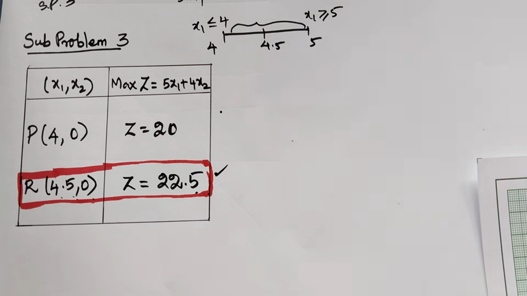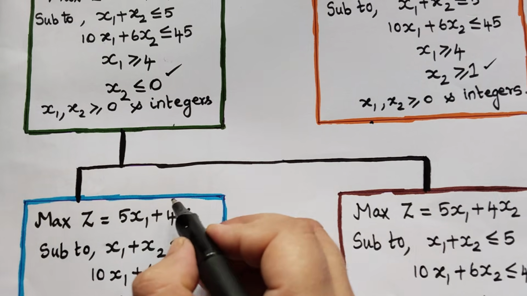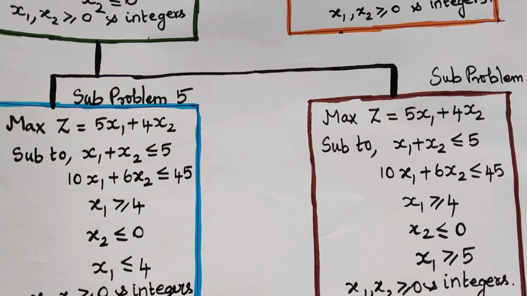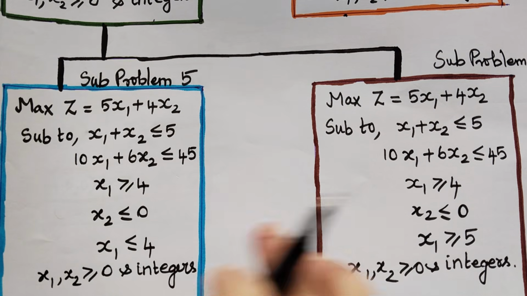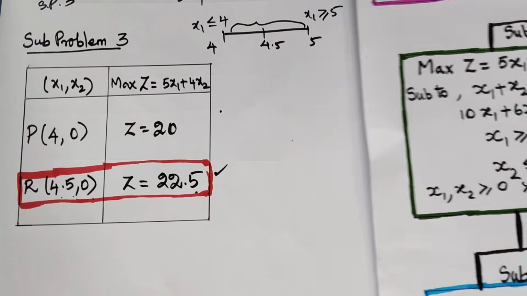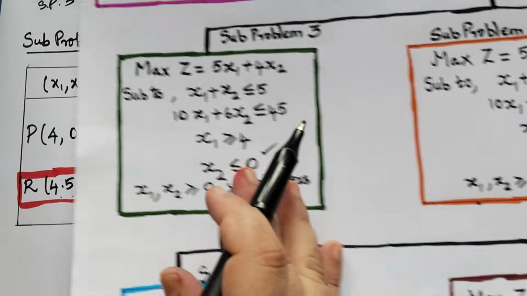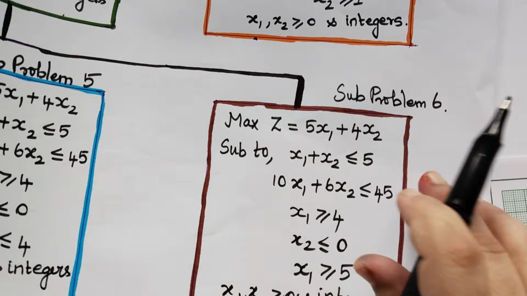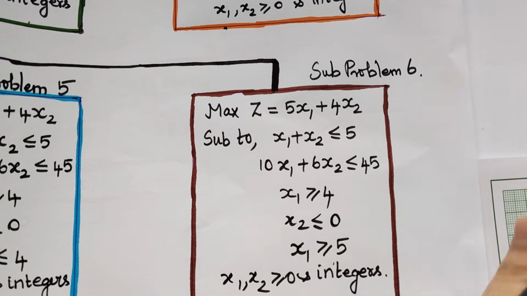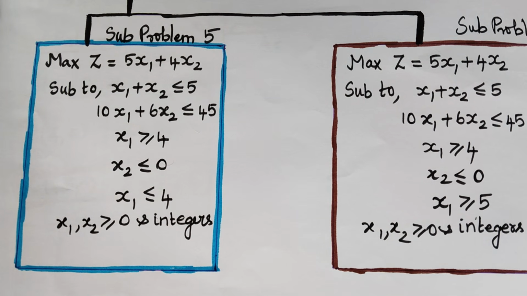And so the subproblems here, this is subproblem 5 and this is 6. That constraint, x1 lesser than or equal to 4, I have added here, and we have obtained subproblem 5. The next constraint, x1 greater than or equal to 5, I have added here, and we have obtained subproblem 6. Now for this problem we have to draw the graphs. So let me show in the same graph.